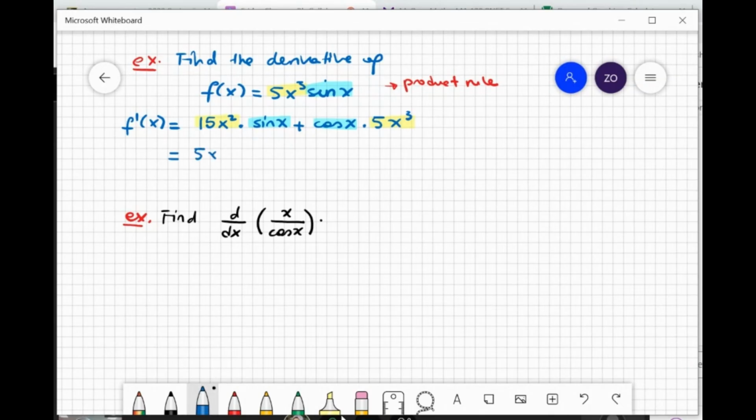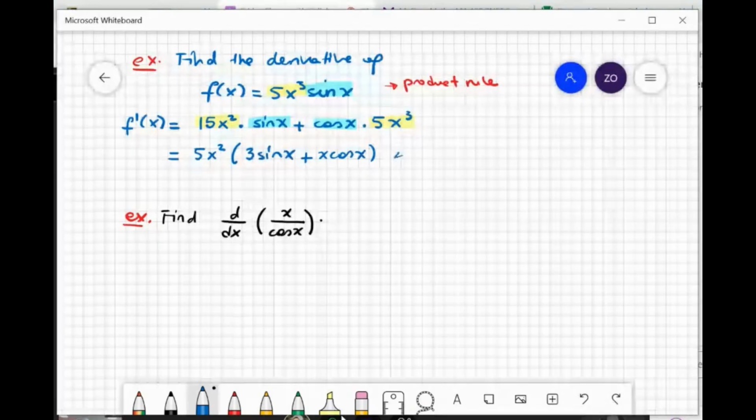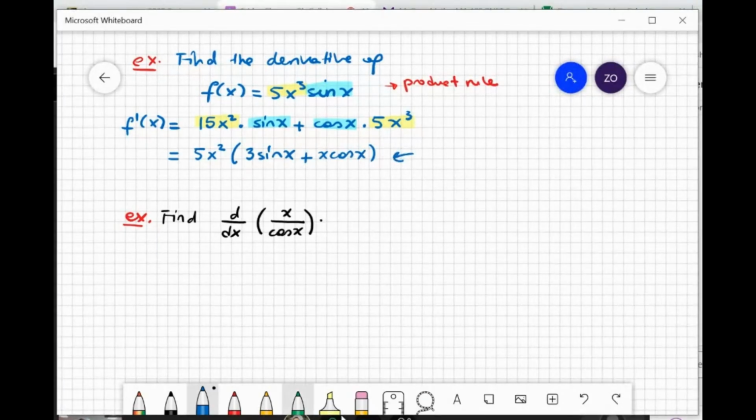Factor out 5x squared, and we will have 3 sine of x as the first term, and x times cosine x, the second part. I mean, it doesn't look much simplified even if you factor it. So I would say you can just leave the answer like this, okay? So you can write it in either way.